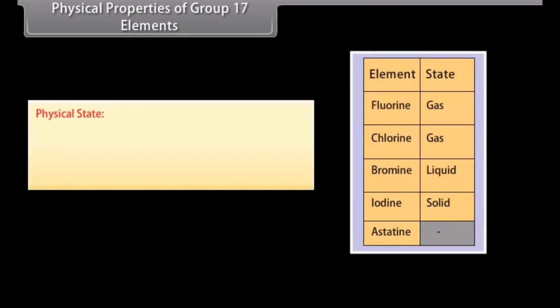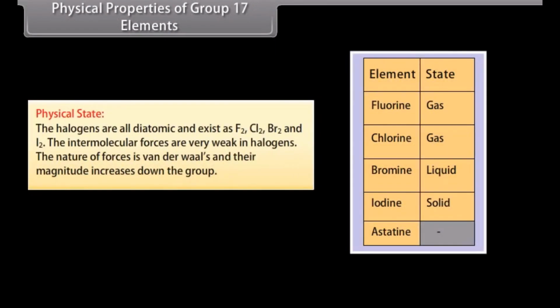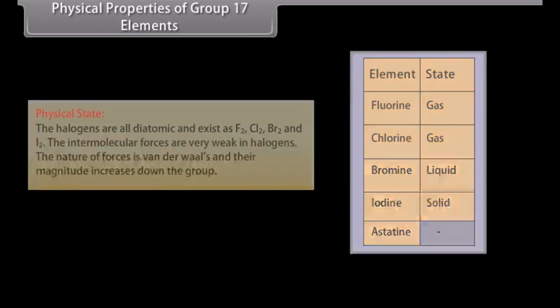Physical state. The halogens are all diatomic and exist as F2, Cl2, Br2, and I2. The intermolecular forces are very weak in halogens. The nature of forces is van der Waals and their magnitude increases down the group. Thus, F2 and Cl2 are gases, bromine is a volatile liquid, and iodine is a volatile solid.